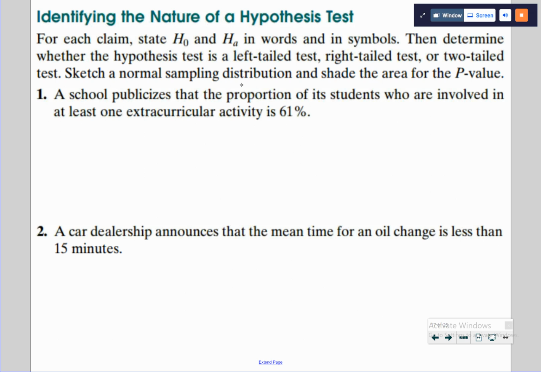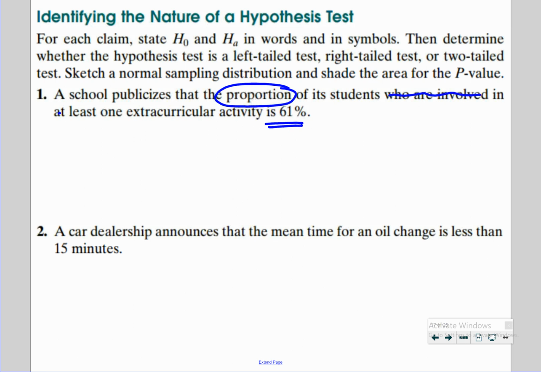Okay, so this is a proportion that we're writing the hypothesis about, so that's going to be a P that we're using. And then this one's a little tricky. It says students who are involved in at least one extracurricular activity is 61%. The 61% is the important part. This stuff here, who are involved in at least one, that's just what it represents. So don't get too stuck on the at least part.